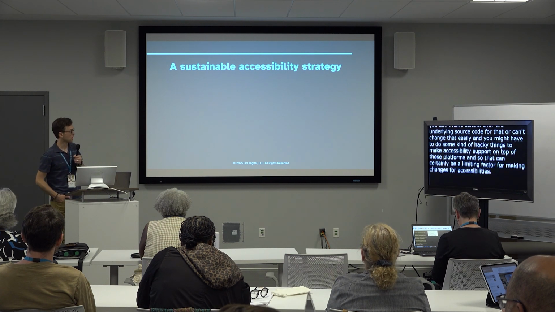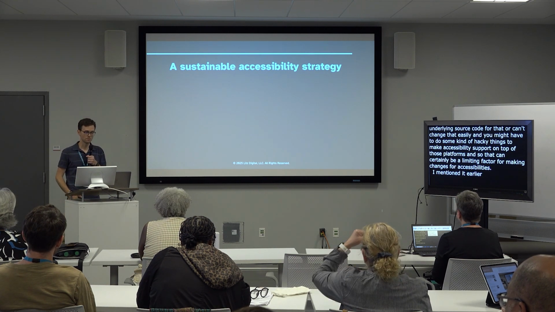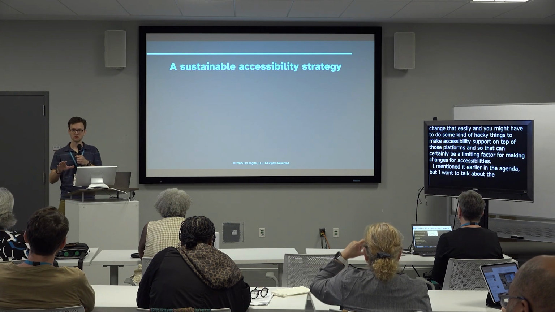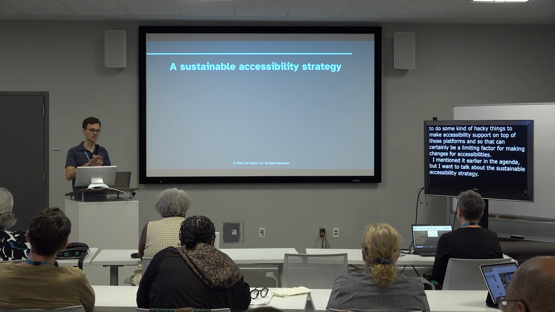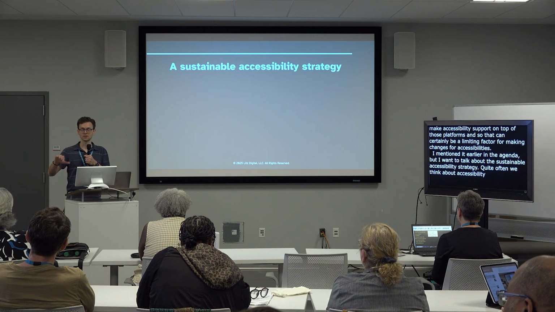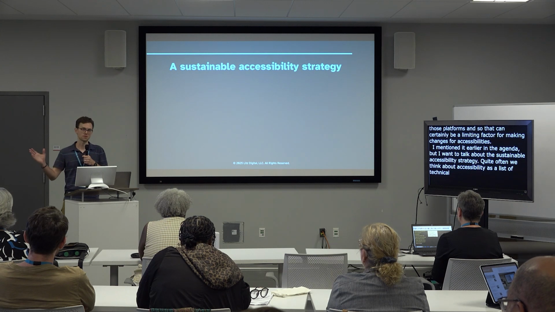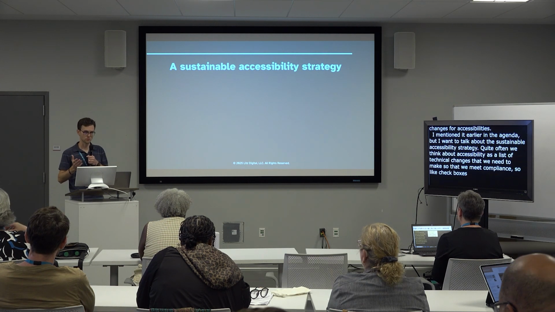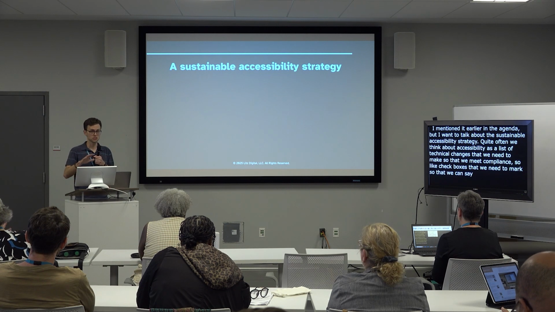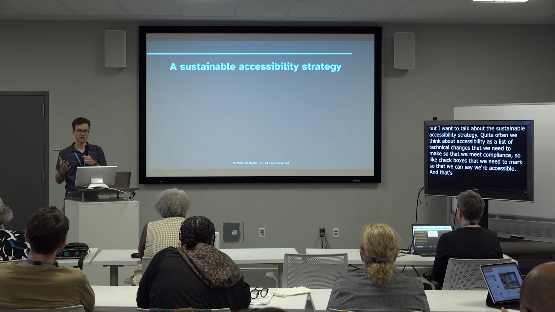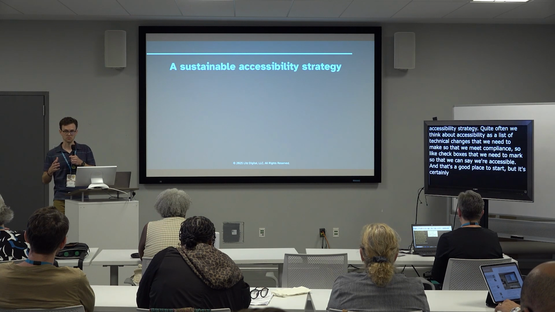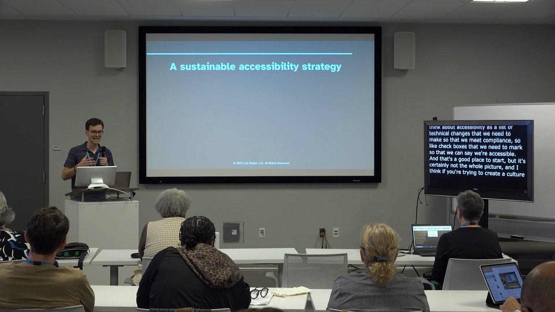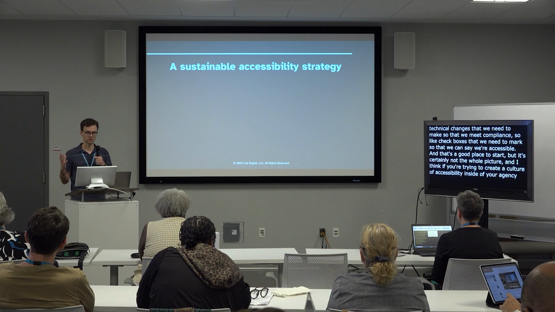I mentioned it earlier in the agenda, but I want to talk about the sustainable accessibility strategy. Quite often we think about accessibility as a list of technical changes that we need to make so that we meet compliance. Like checkboxes that we need to mark so that we can say we're accessible. And that's a good place to start, but it's certainly not the whole picture. And I think if you're trying to create a culture of accessibility inside of your agency or your organization, it's important to zoom out and think a little bit bigger about that.